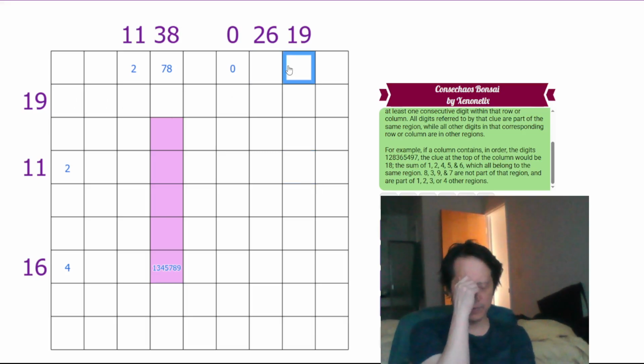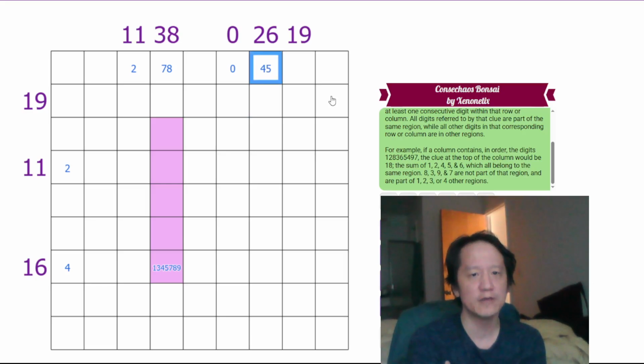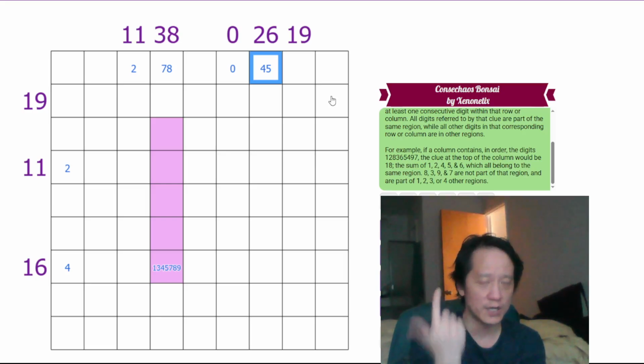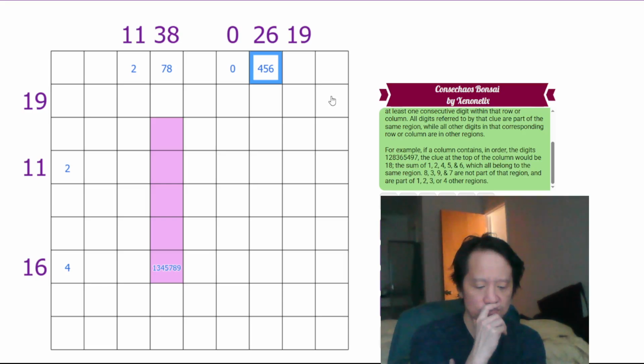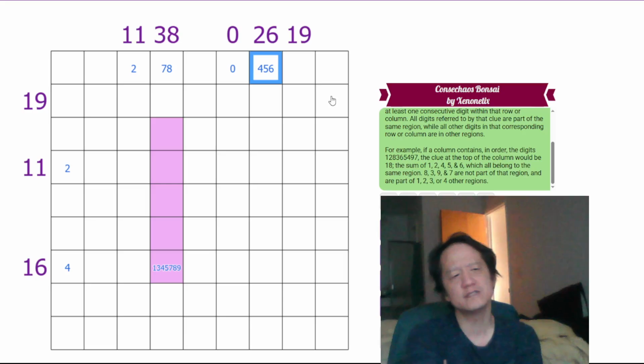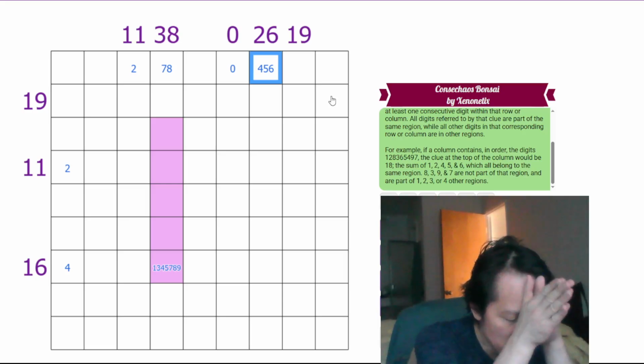Actually, we did 26, so let's do 26 first. We can be 4, we can be 5, and it cannot be 7, because if you have 7 digits, the minimum you add up to is 1 through 7, which adds up to 28, which is greater than 26 can ever be. So this is 4, 5, or 6. Actually, that's interesting. Can it really ever be 6? Because you have 1 through 6 adding up to 21.